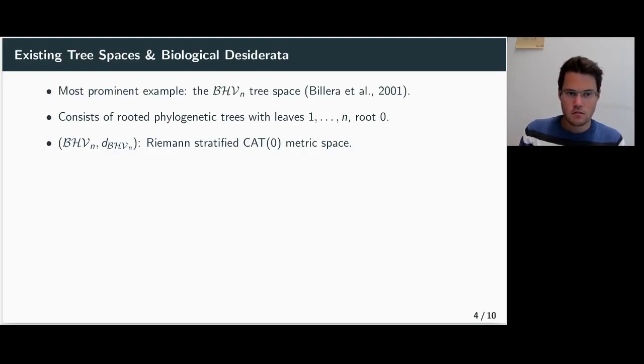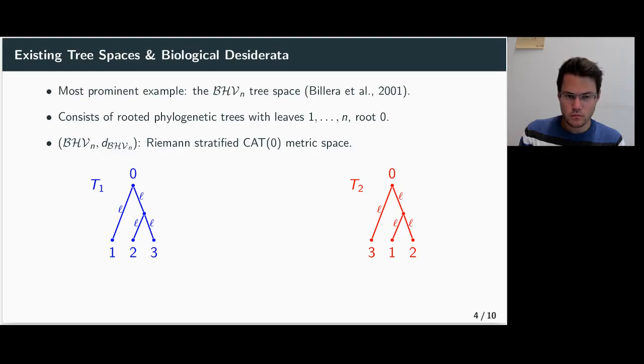Let's consider a small example. Let's consider these two trees, T1 and T2. They look very similar, but the labels are ordered in a different way. So these are actually different phylogenetic trees, and all edges have, for simplicity, the same positive edge length L. It's just a real number which is positive.